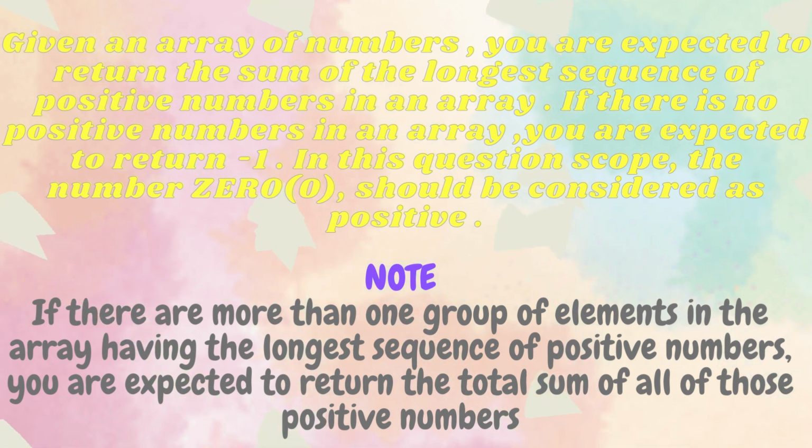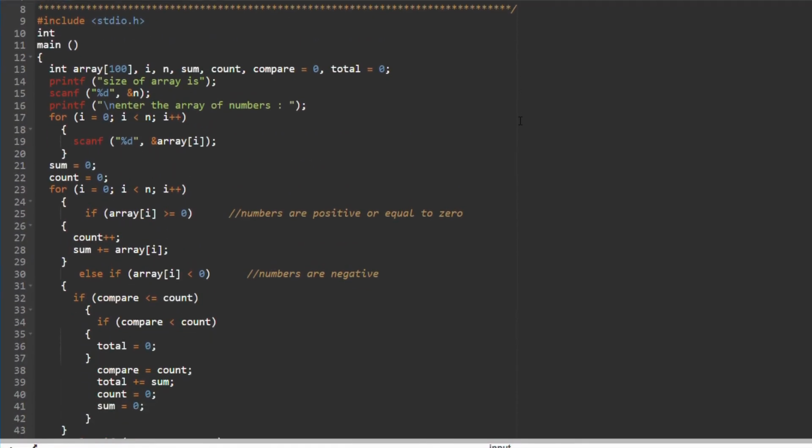You will be given an array of numbers, and the numbers may be positive, negative, or 0, or a combination of all three. If all numbers are negative, you should return -1. If the array contains all combinations, then you should return the sum of the longest sequence of positive numbers. And if you have two longest sequences of the same length, you should return the sum of both longest sequences of positive integers. Okay, now let me explain.